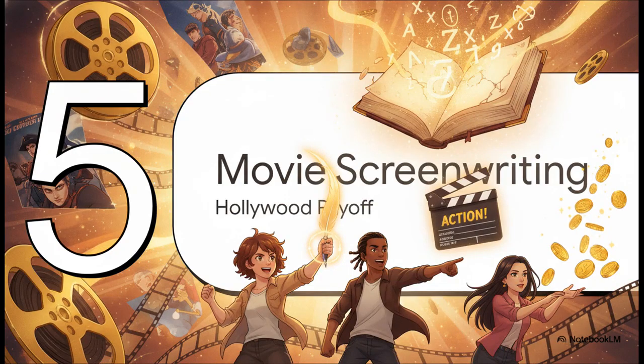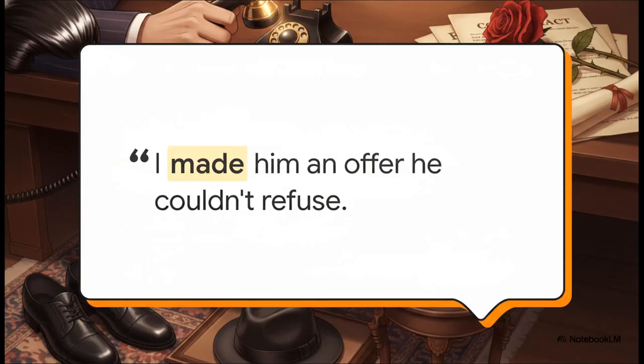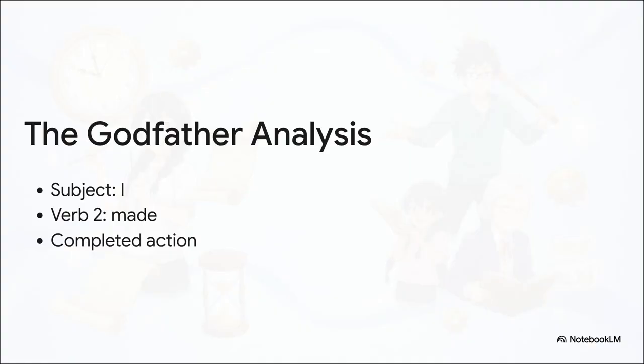All right, Section 5, blockbuster screenwriting, the Hollywood payoff. Let's start with an absolute classic from 1972, The Godfather. When Don Vito Corleone explains his chilling motives, he leans right into our grammatical formula. He says, "I made him an offer he couldn't refuse." Breaking this down, we've got our subject, I, and then our verb 2, made. Notice how the irregular verb made, which is the past form of make, perfectly locks that menacing action into a specific, finished time in the past. He isn't currently making the offer. The deal is done. The action is entirely completed.